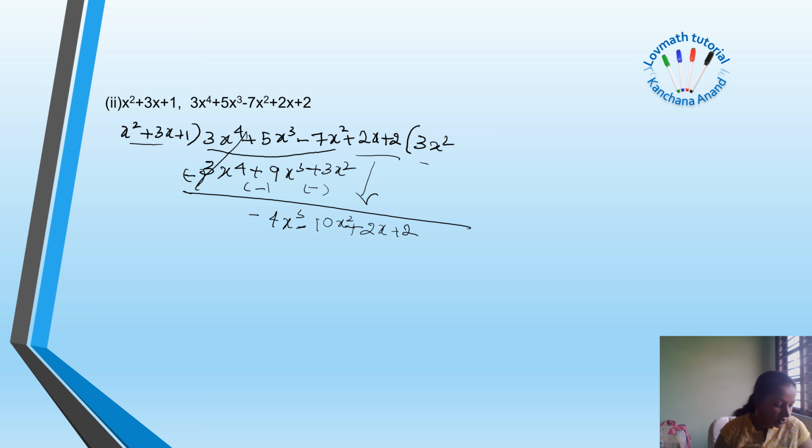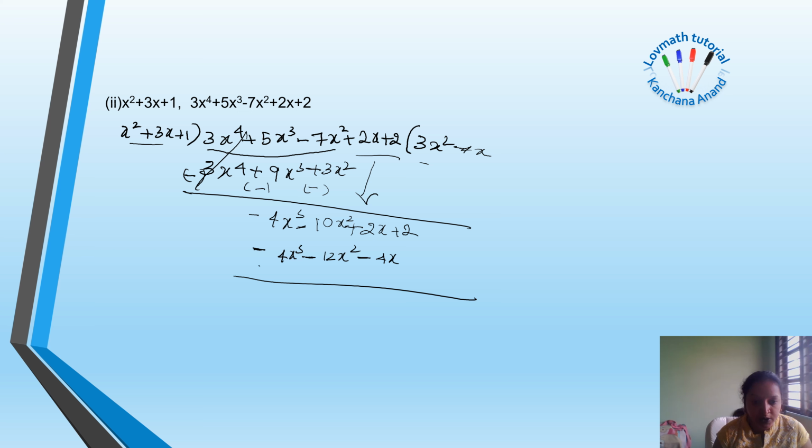To divide this further, let us multiply the first polynomial by minus 4x. So minus 4x into x square is minus 4x cube, and minus 4x into 3x is minus 12x square, and minus 4x into plus 1 is minus 4x. Now let us subtract this.